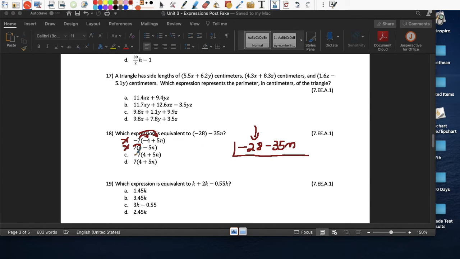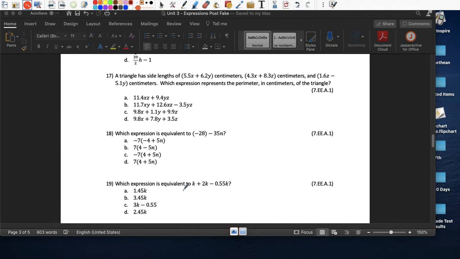C, negative 7 times 4 is negative 28, check. And negative 7 times positive 5 is negative times a positive, which is a negative, and 7 times 5 is 35. But the only one that works is C. The only one that works.